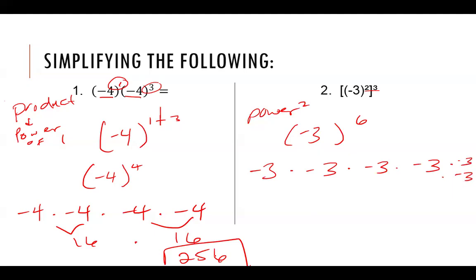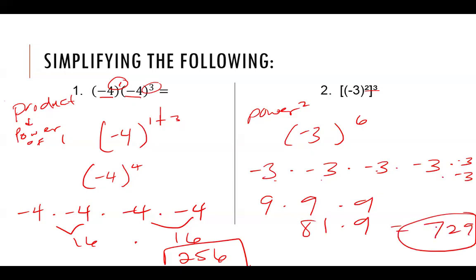There we go. And you only can multiply two things at a time. So a negative times a negative is a positive. A negative times a negative is a positive. And a negative times a negative is a positive. 9 times 9 is 81 times 9 is 729. So far, how do we feel about using these rules? Doable?